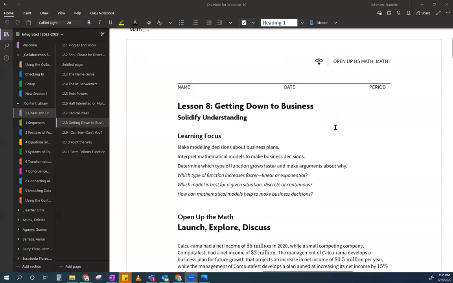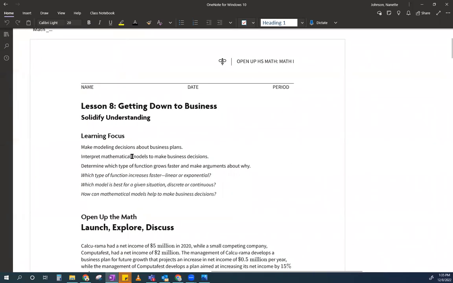All right. So for 2.8, it's called Getting Down to Business. It says, make modeling decisions about business plans, interpret mathematical models to make business decisions, and determine which type of function grows faster and make arguments about why. So you're going to be able to answer questions like, which type of function increases faster, linear or exponential? And which model is best for a given situation, discrete or continuous? And how can mathematical models help to make business decisions?